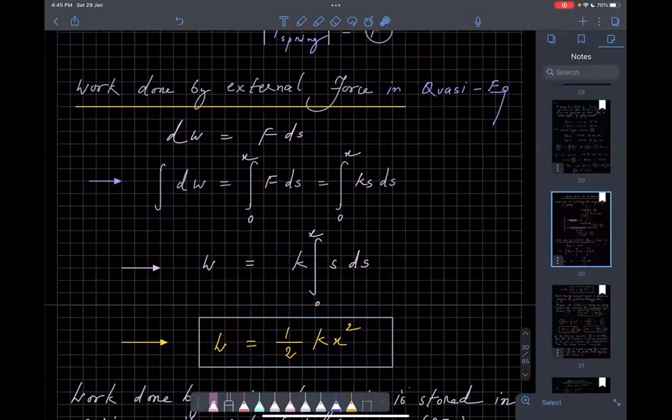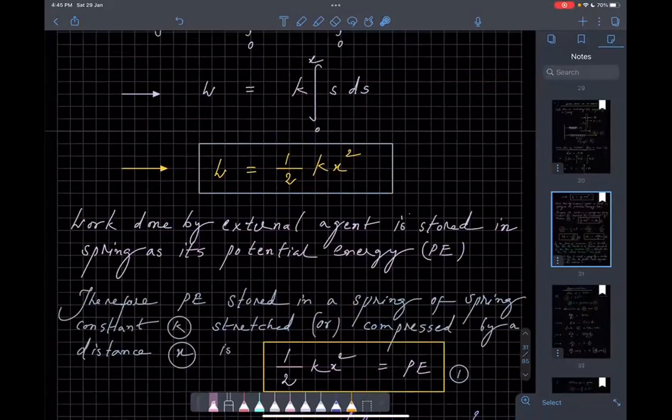तो वर्क डन बाय एक्सटर्नल एजेंट इज व्हाट? चेंज इन पोटेंशियल एनर्जी बोला ना. तो डोंट गेट कंफ्यूज. वर्क डन बाय एक्सटर्नल एजेंट इज चेंज इन पोटेंशियल एनर्जी. क्लियर? Our potential energy is this. Okay, half kx squared. So this is called potential energy of a spring, or potential energy stored in a stored extended spring. Clear?